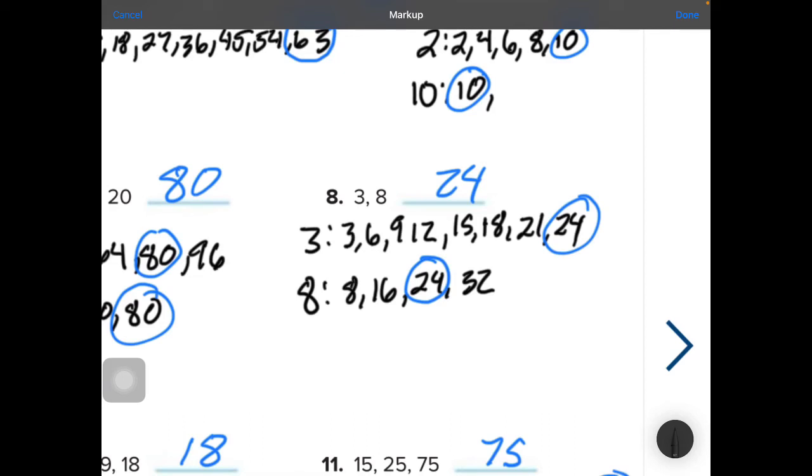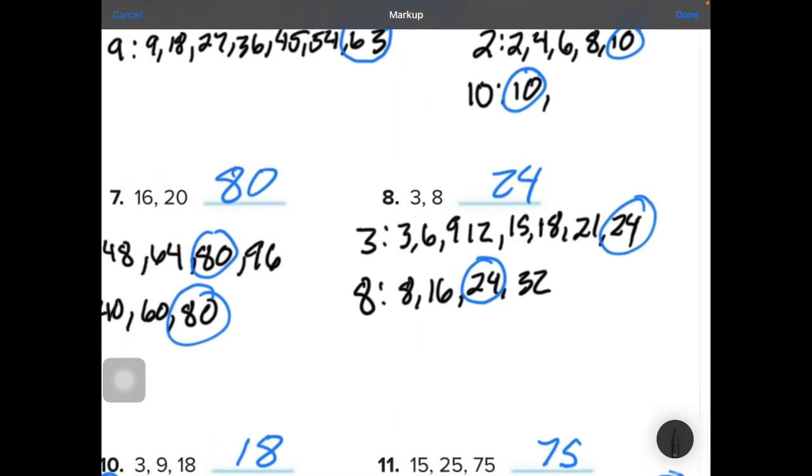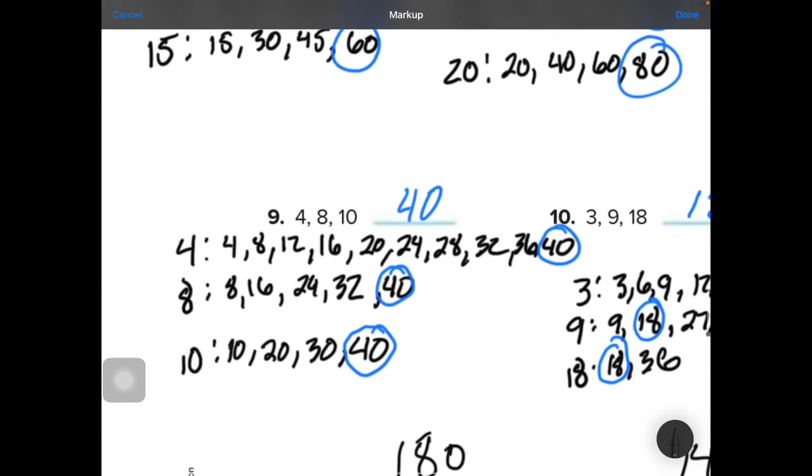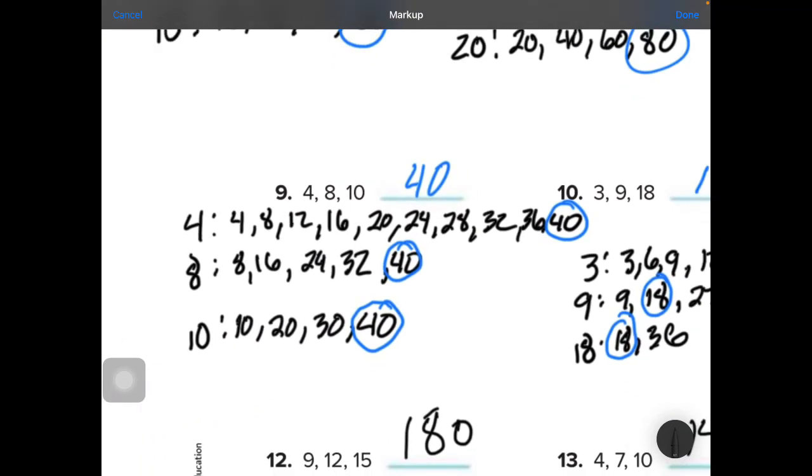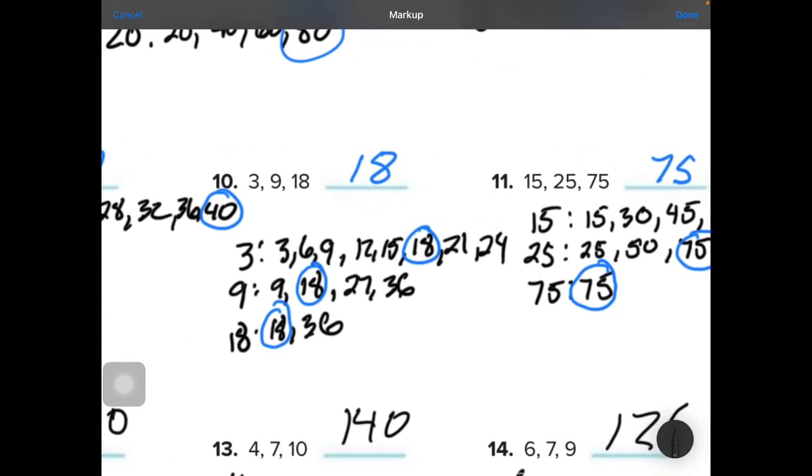Number 8, we have 3 and 8. They're both on your times table chart. So you can just run down the times table chart till you find a common multiple. 9 is where it gets a little tricky. There are 3 numbers, 4, 8, and 10. Luckily they're on your times table chart, so you can go ahead and run through the multiples until you find out that 40 is your least common multiple.